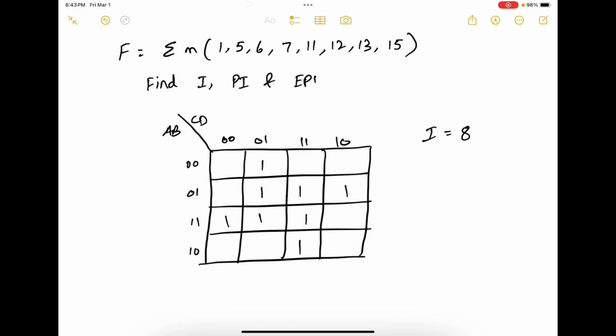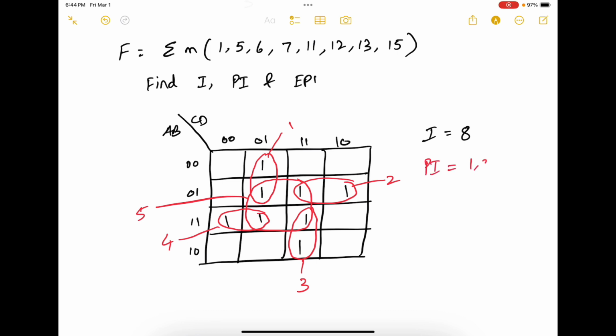Let's try to find out the prime implicants. Prime implicants are all possible largest groups of ones. So the first largest group is this one. Then you have all possible ones here. So these are the prime implicants. I'm going to name them 1, 2, 3, 4, and the big one is 5. Therefore, the prime implicants are 1, 2, 3, 4, and 5.